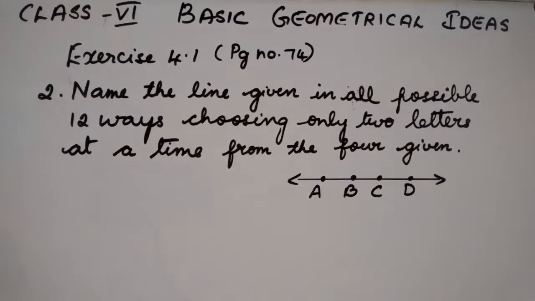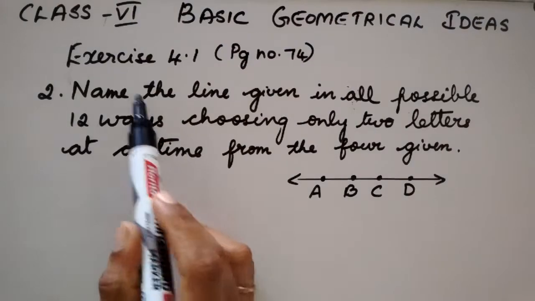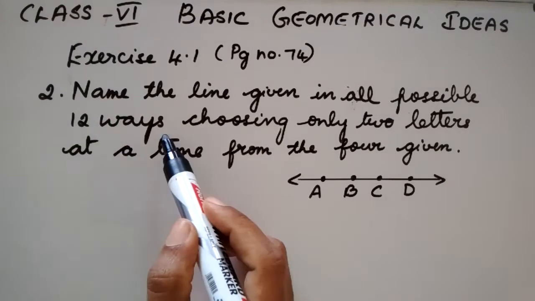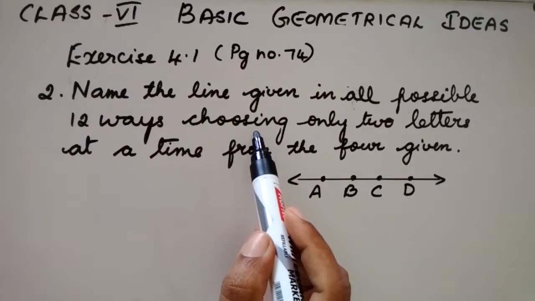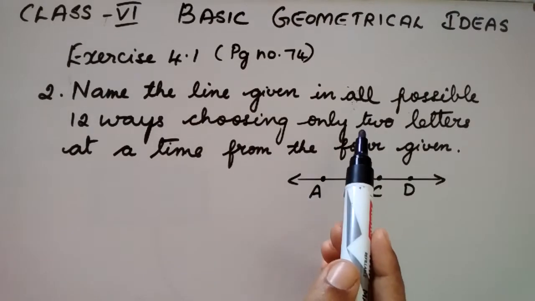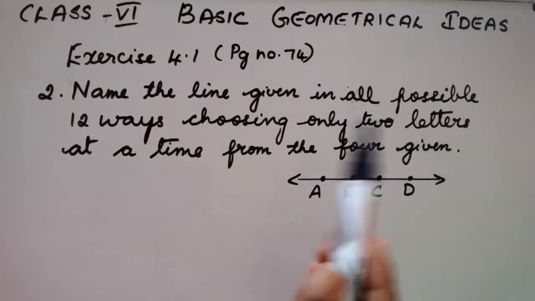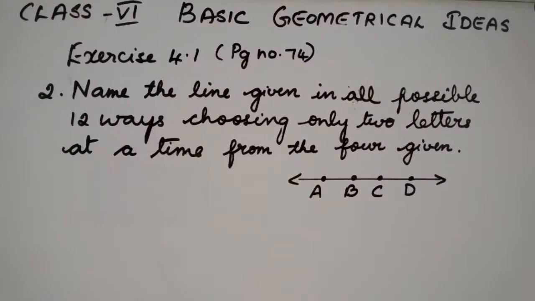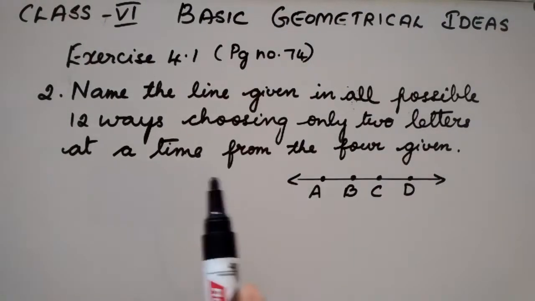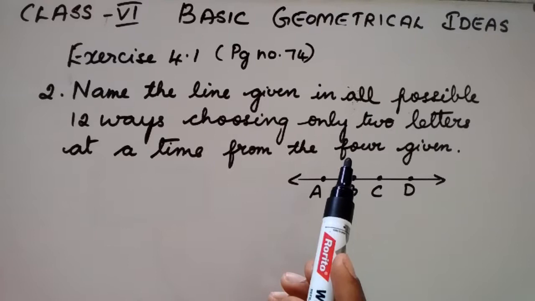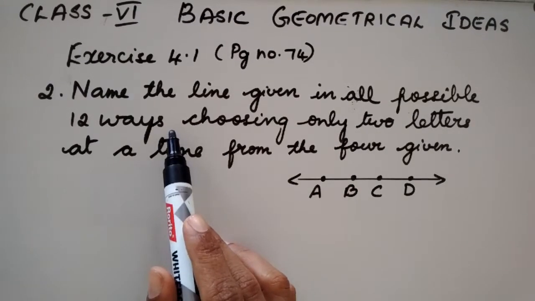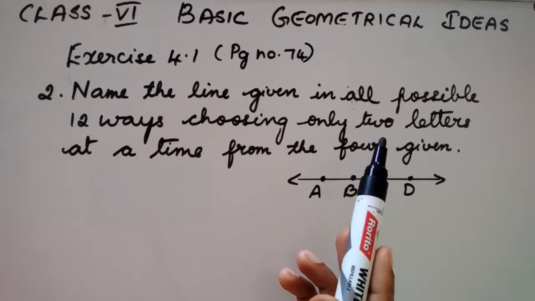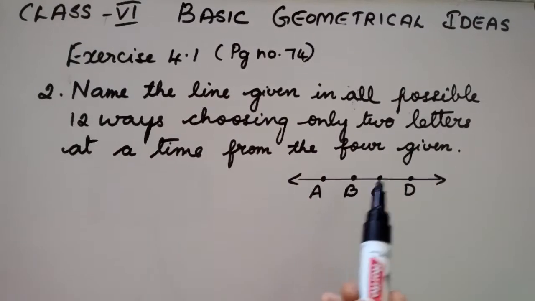So next we have problem number 2. Name the line given in all possible 12 ways, choosing only 2 letters at a time from the 4 given.